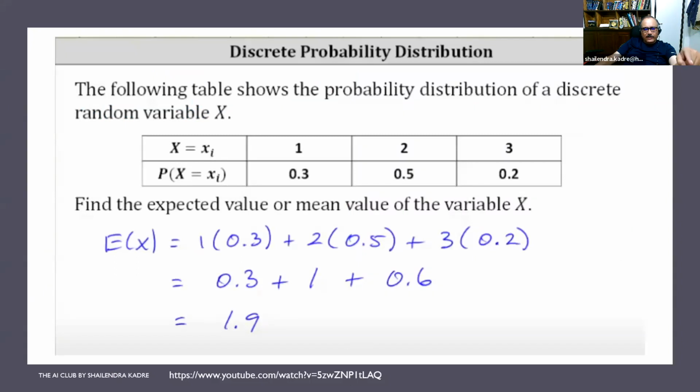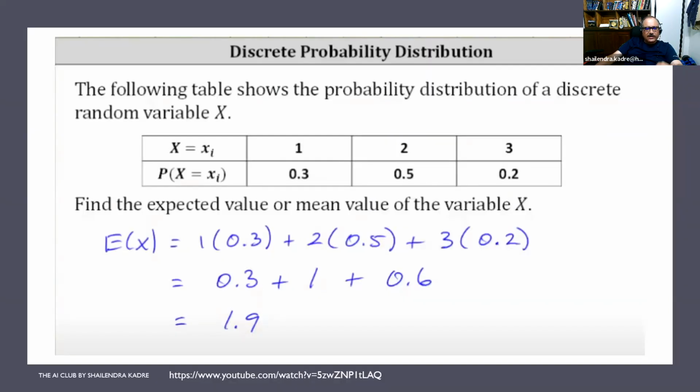Now one more example. Values are 1, 2, 3. Probability of 1 is 0.3, probability of 2 is 0.5, and probability of 3 is 0.2. You add up the probabilities: 0.3 plus 0.5 plus 0.2 equals 1. Total probability is 1. So how to calculate expected value? 1 into 0.3, 2 into 0.5, and 3 into 0.2. The value is 1.9. Same thing. Now this is for a discrete function.